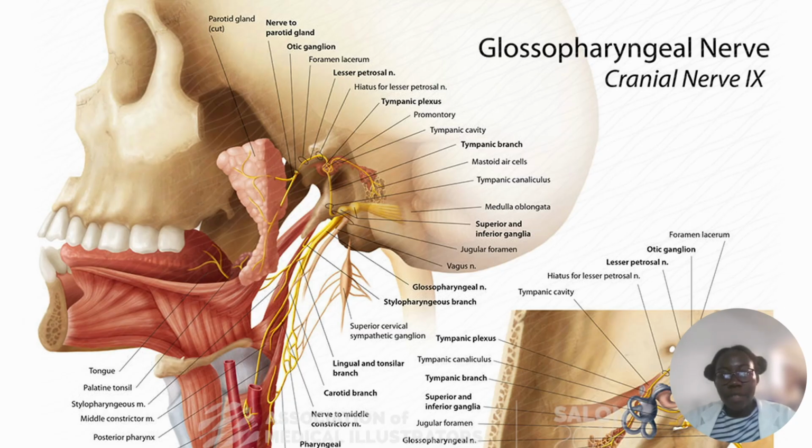The ninth set of cranial nerves is the glossopharyngeal nerve. This nerve innervates the back of the tongue, and it has a function in the gag reflex, and also it allows us to taste things from the back of our tongue.